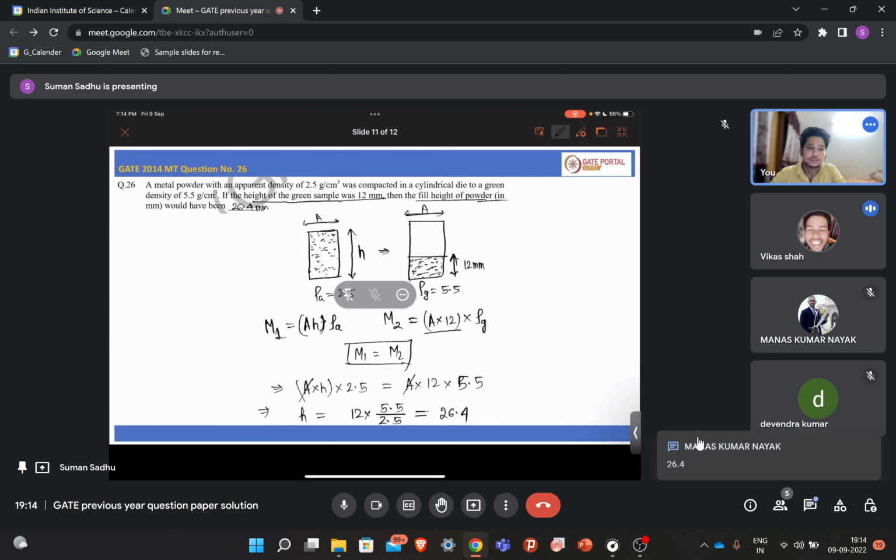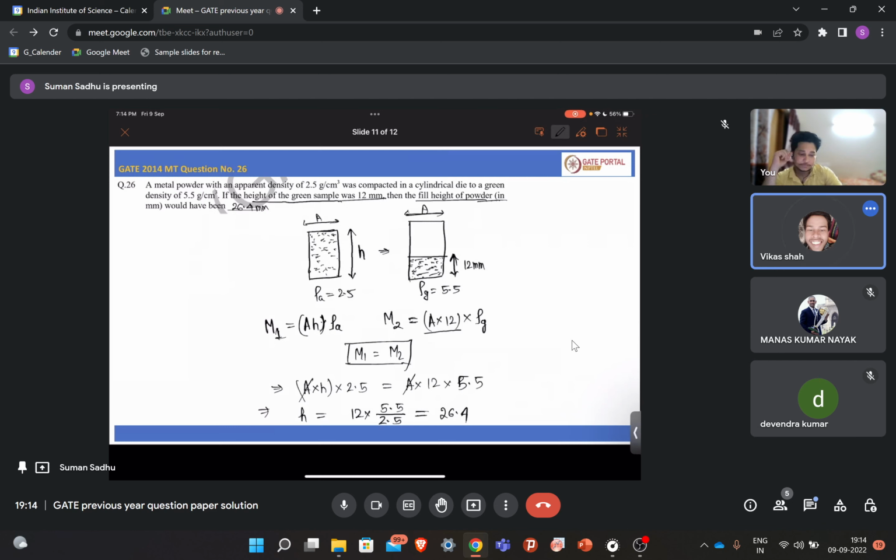Yeah, sir. One minute, sir. Here M1 and M2 are equal. But sir, in the case of area we are taking the height as 12 mm, and the area should also be reduced in this case.